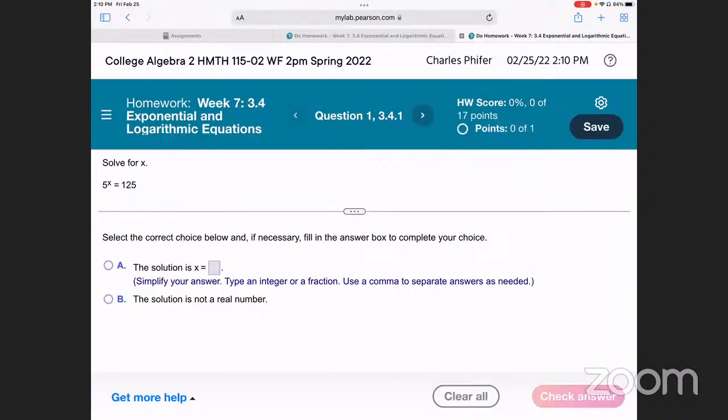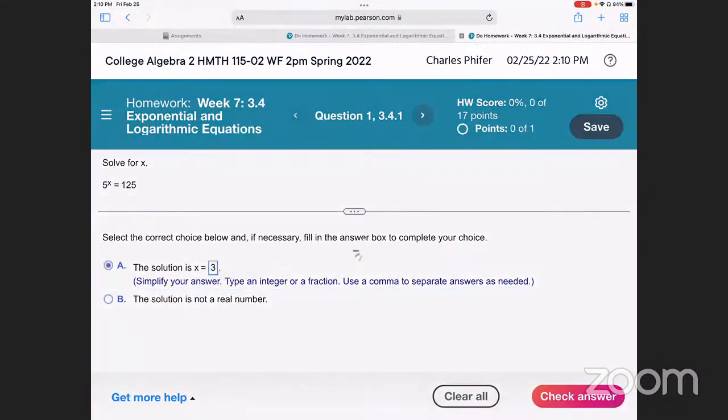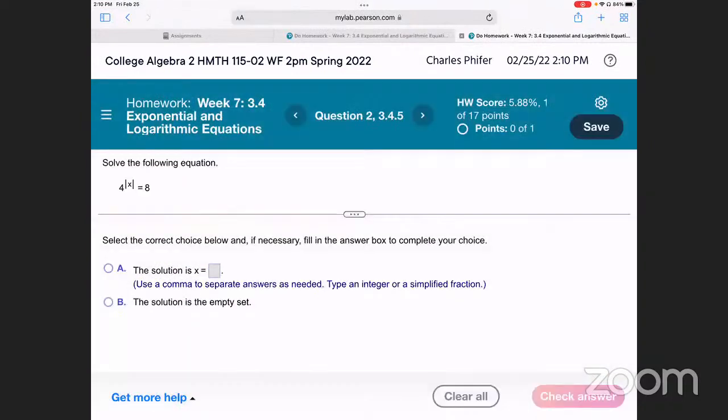So with section 3.4, this is on exponential and logarithmic equations. This one we're asked to solve for x, all right? This is an exponential equation. If we get the left-hand side and the right-hand side to be an exponential expression of the same base, then we can just equate the exponents, right? So 125 is 5 to the power of 3. So this one would be just x equals 3. If you need me to go back and write it out or show it, let me know. Now this one I think I will write out.